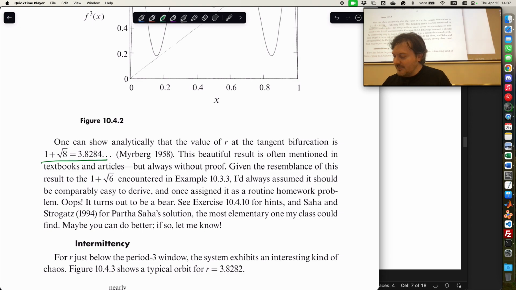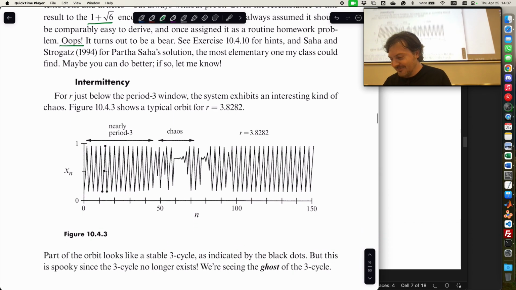This beautiful result is often mentioned in textbooks and articles, but always without proof. Given the resemblance to this result, that is for another thing, I'd always assume it should be comparably easy to derive, and once assigned it as a routine homework problem. Oops. Turns out to be a bear.